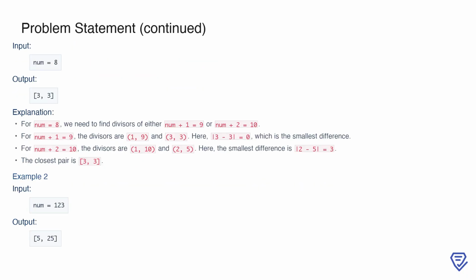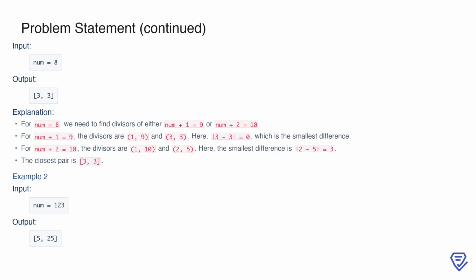For example, if number is 8, we need to find divisors of number plus 1, which is 9, or number plus 2, which is 10. For 9, the divisors are 1, 9, and 3, 3. Among these pairs, the absolute difference |a-b| is smallest for 3, 3, where the difference is 0. For 10, the divisors are 1, 10, and 2, 5. Here, the pair 2, 5 has a difference of 3. Since the smallest difference overall is achieved with the pair 3, 3, the output is 3, 3.